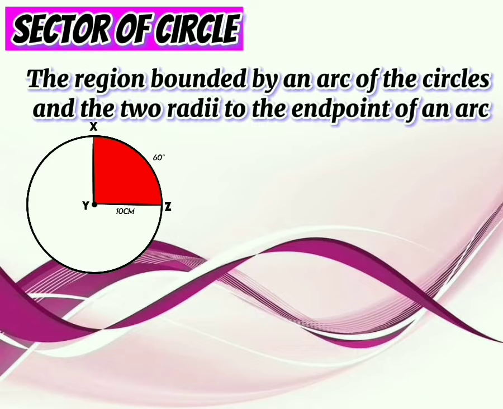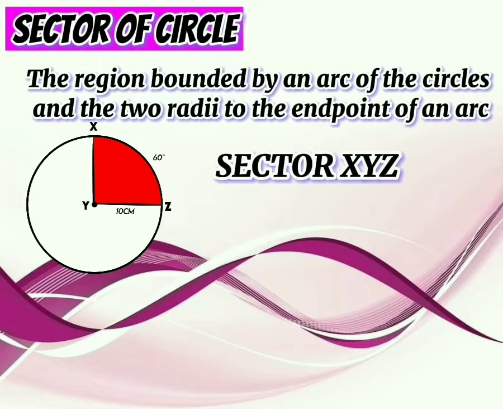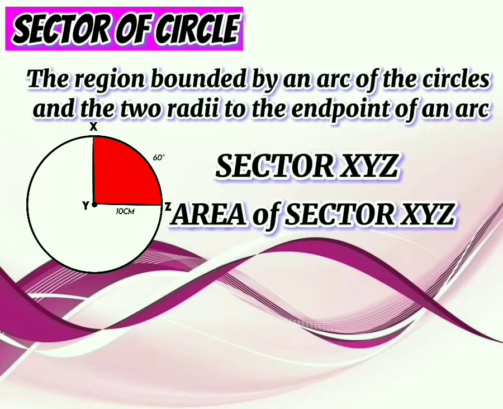The two radii are the radius of the circle, and as you can see, there's a shaded part of the circle. That shaded part is what we call the sector of the circle. So how can we get the area of it? If we get the sector, it will be called sector XYZ. We need this to solve the problem, which is what we're looking for, the area of sector XYZ.